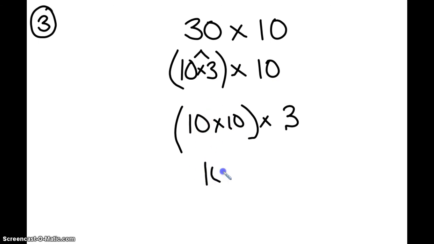Now we multiply. 10 times 10 is 100. And what's 3 hundreds? 100 times 3. 300. All right, I hope that helped.